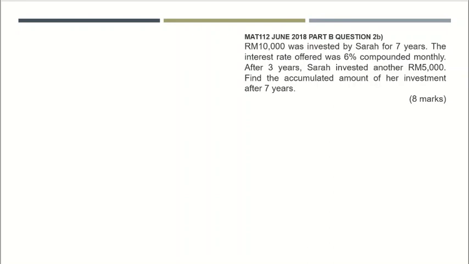So first of all, again, before we start with our solution, we need to identify the given information first. Let's just highlight the given information. The first one is 10,000 invested, and the investment duration of 7 years. The interest rate given was 6% compounded monthly. However, after 3 years, she invested another 5,000. And the question asks for the accumulated amount after 7 years. So that is the situation.